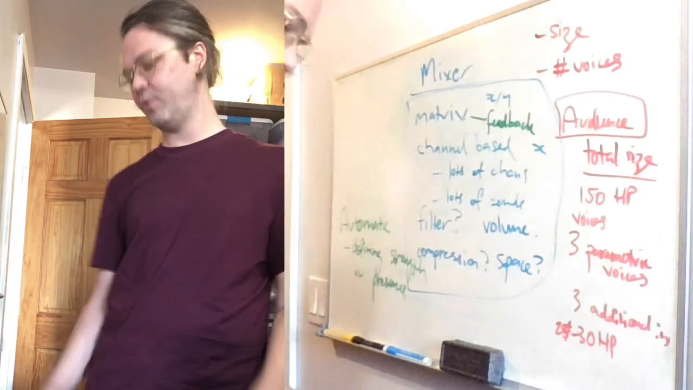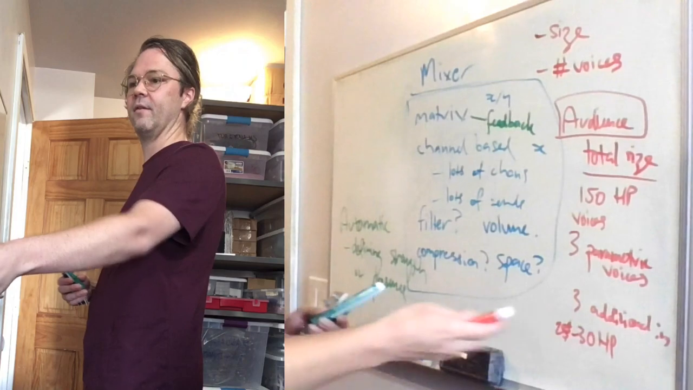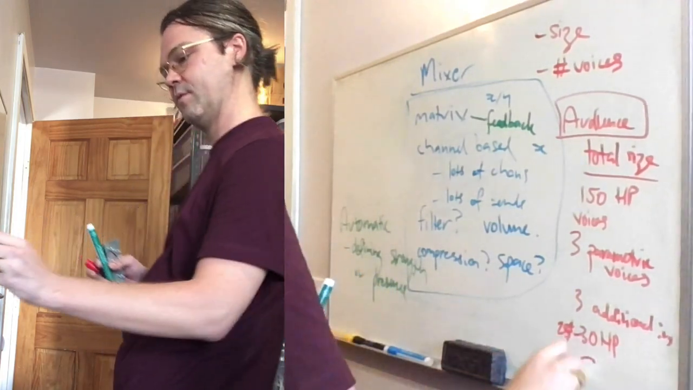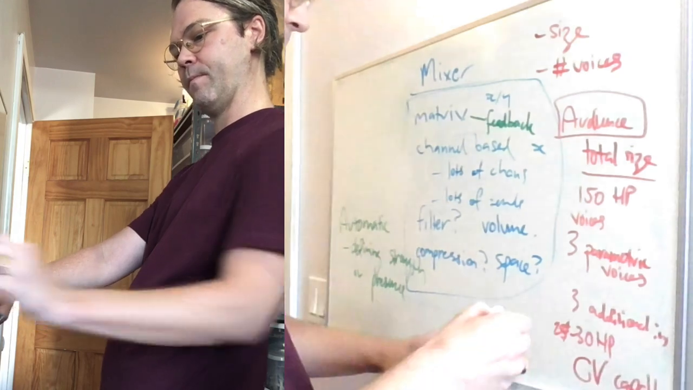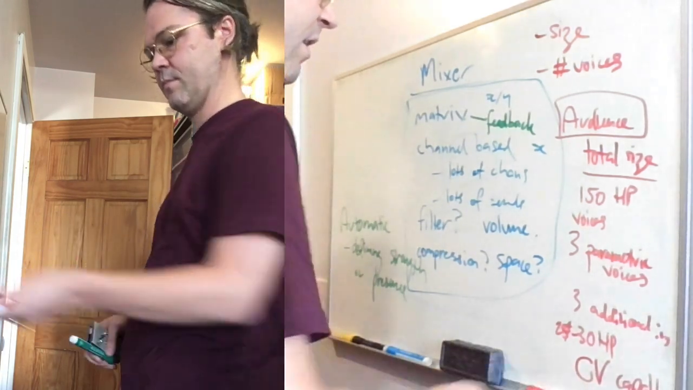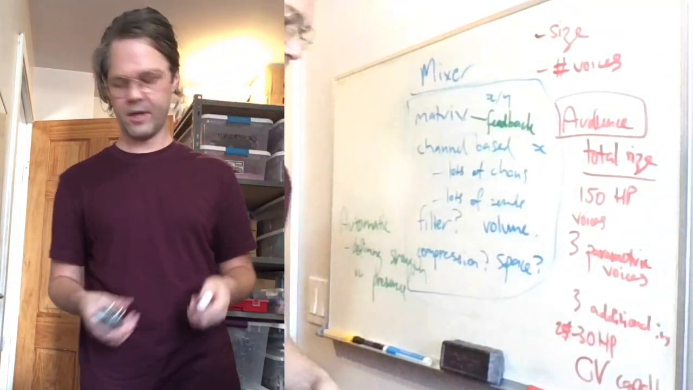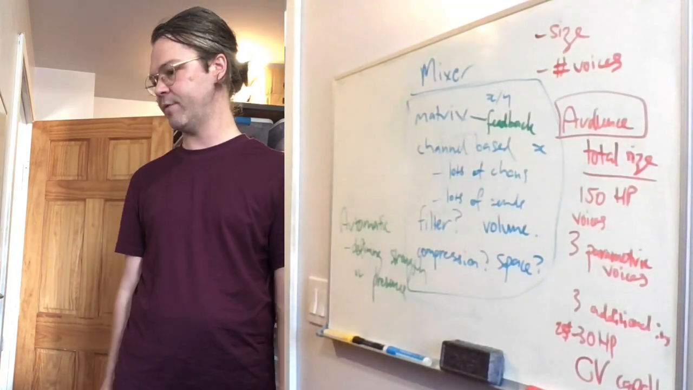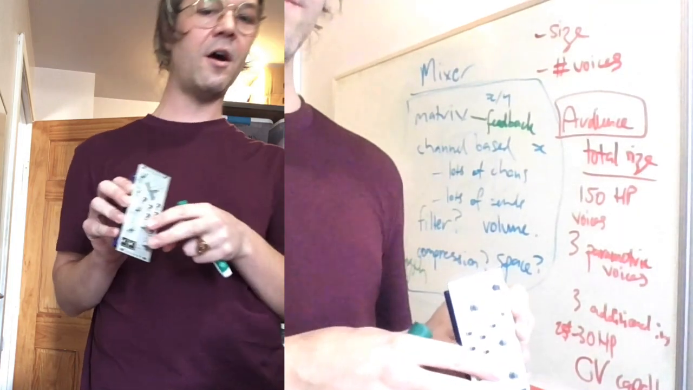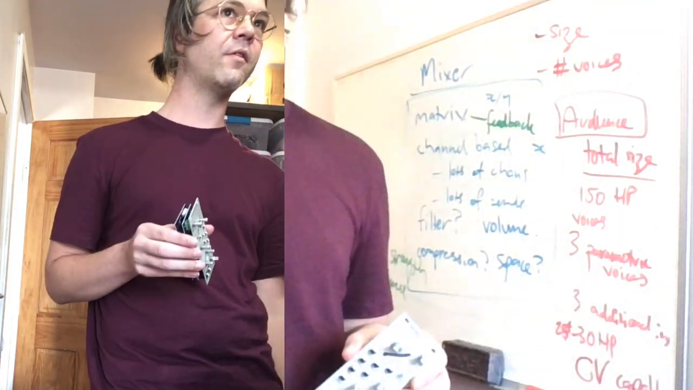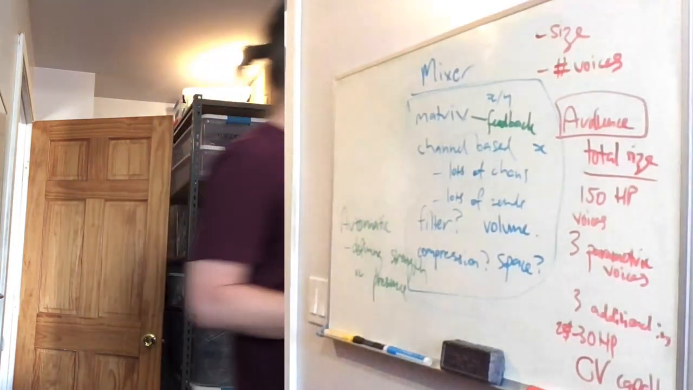CV, that's a good point. Let's make a note of that. CV capable. Even if it's just from a construction background point of view. The point is, the spacing between the knobs that are far enough apart is 1.05 inches.